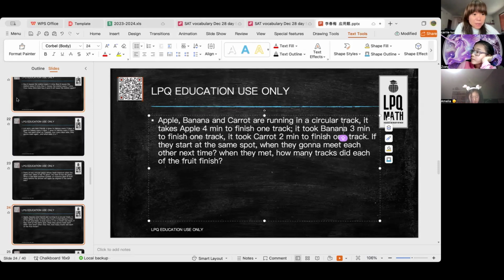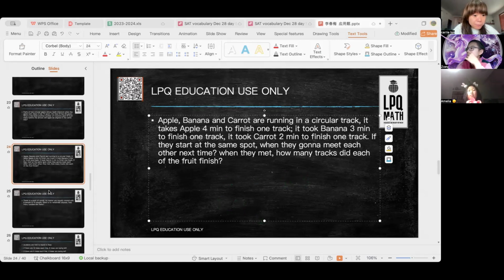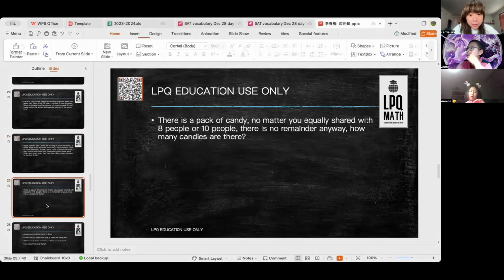OK, this is very simple, but we need to know how many laps each of them ran, right? So 4, 3, and 2. So what is a common multiple? 12, right? So when they finish, apple runs 3 laps, banana runs 4 laps, and carrot 6. Correct? Okay, let's take a look at the next one.